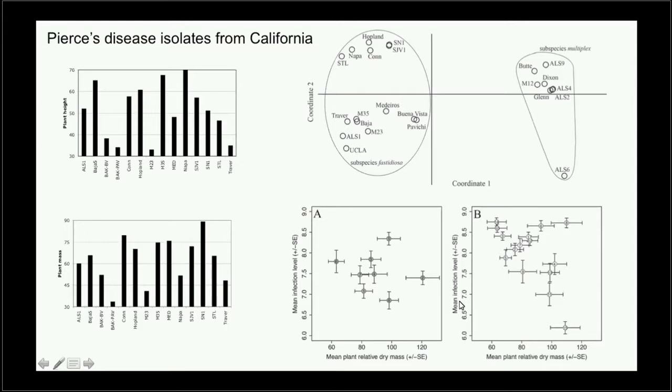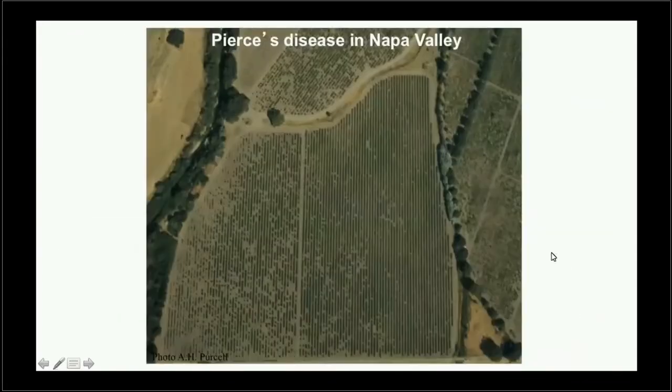You have infection level, for example, and plant relative dry mass. You can see that you have a lot of diversity in how much Xylella you have in a plant and the relative dry mass. Of course, the more Xylella you have, in general, the more virulent or aggressive the isolate. The point here is that you do have a lot of phenotypic diversity, and the question is, do you really have a lot of genotypic diversity, since these are all pretty much the same sequence type? And the answer is yes.